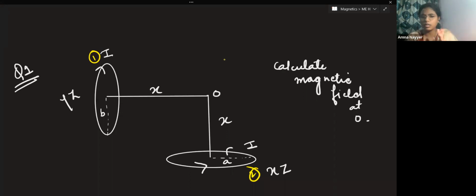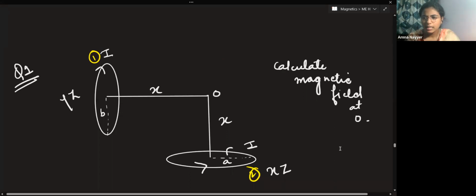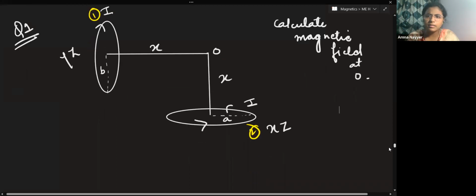And current is also the same. Current is I, that is one. Now see here, I'll leave the answer in terms of i cap and j cap. Net magnetic field will be what? Net magnetic field will be the sum of the magnetic field due to the first one and the second one. Now, B1 will be what?